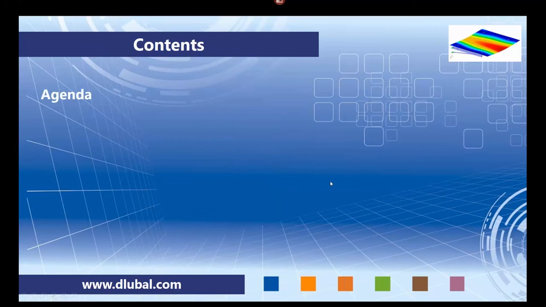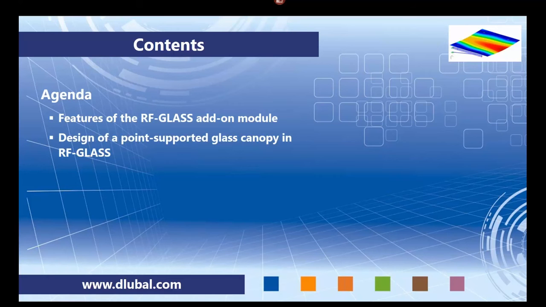Regarding the agenda, at first, I will introduce to you some features of the add-on module RF-GLAS. Then we will go into the design of a point-supported glass canopy in RF-GLAS and the design of an insulating glass pane in RF-GLAS.